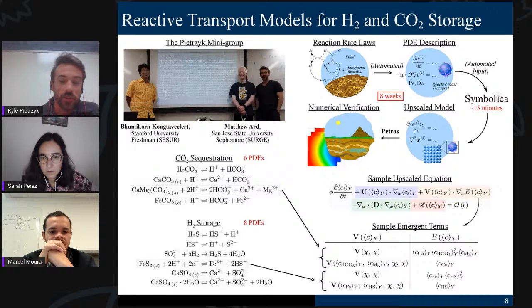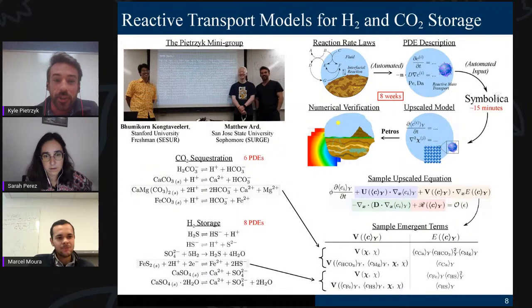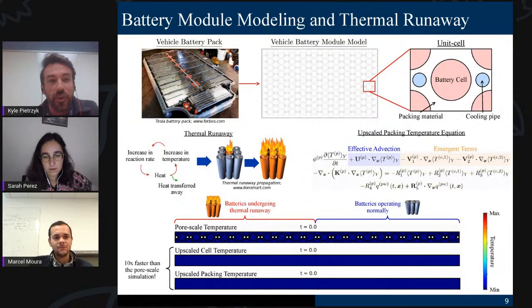So this kind of cautions us that if we're going to develop an upscaled model for this, we might not be able to trust the microscopic description for the form of the model, depending on what physical regime we're upscaling in. Now, the second application that I want to show is applying Symbolica to battery module modeling and thermal runaway. If you're familiar with all the electric vehicles on the road these days, they have these large battery packs on the bottom of their vehicles filled with batteries that can sometimes undergo thermal runaway.